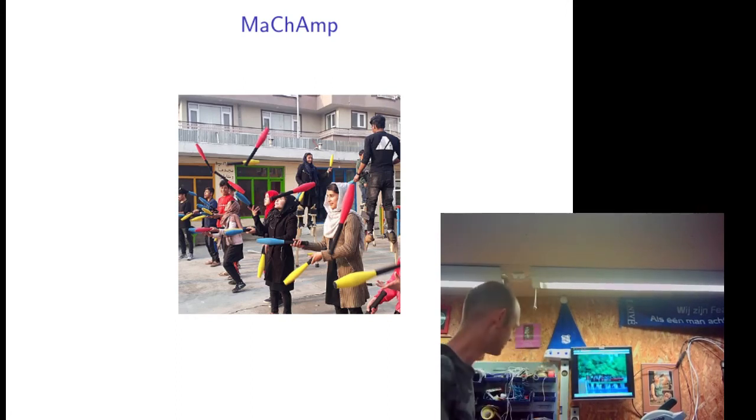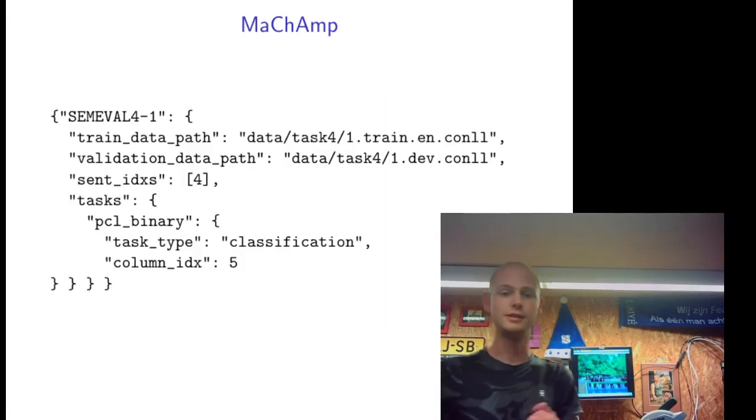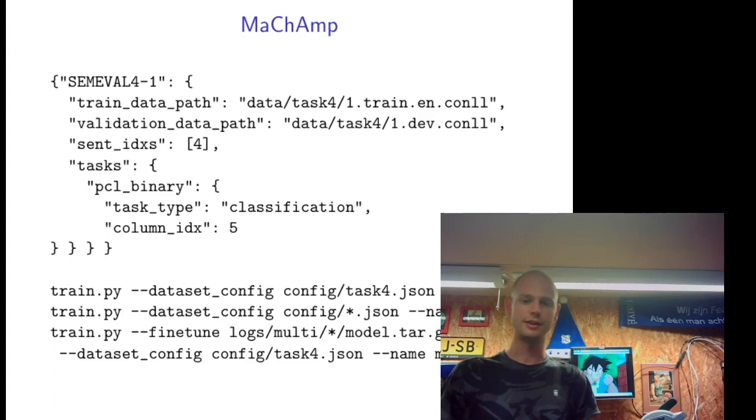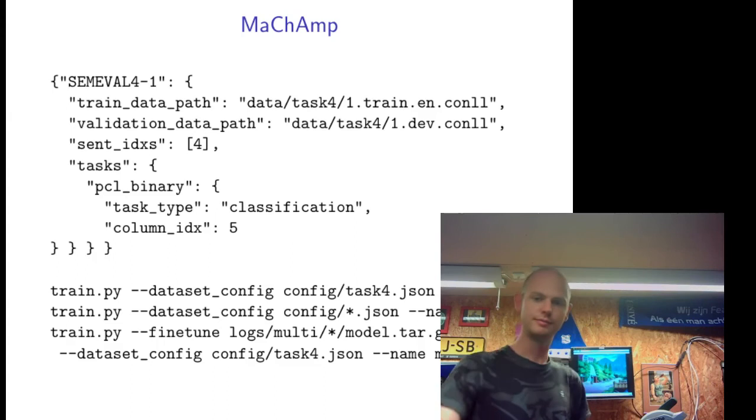In practice, in MaChAmp, it will look like this. So this is a JSON file describing one task. Then we want to train the 3 different models. So the first training command is for a single task model. Then we have the multitask model, where we train on all JSON files at the same time. And then eventually we re-fine-tune the second model again.